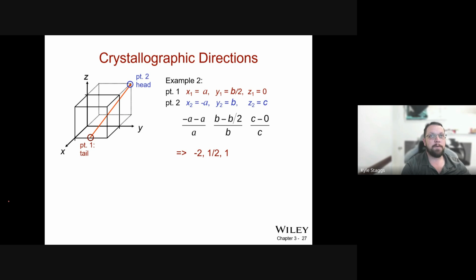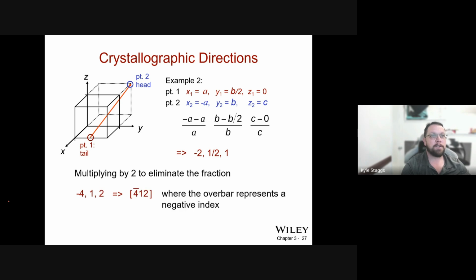So minus 2, 1 half, and 1. Then we normalize, meaning we multiply through by the denominator to get rid of the fraction. So minus 4, 1, and 2 are the crystallographic directions for this particular example. Whenever we have a negative, we put a bar over the top to indicate that, so that it's clear and not a mistaken mark. It was something they started doing as a good discipline in lab notebooks.